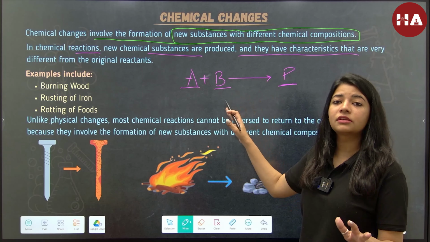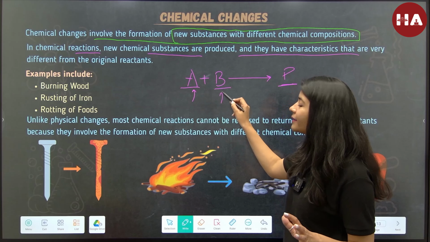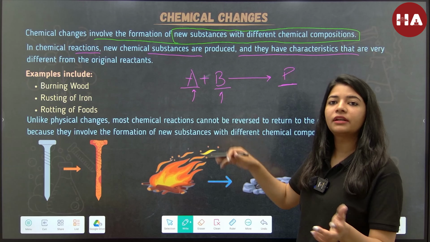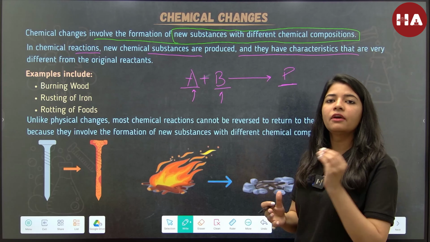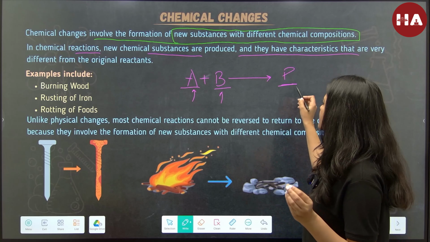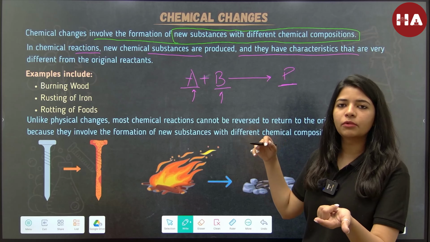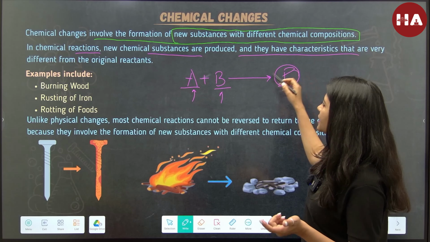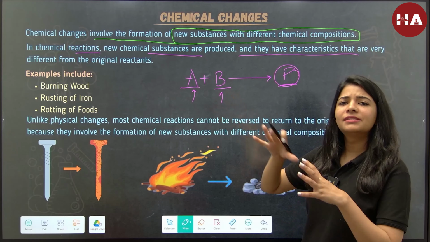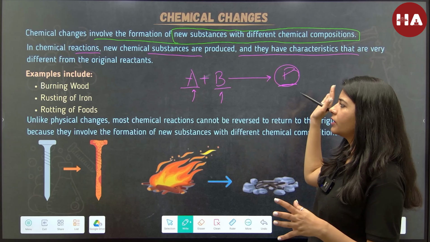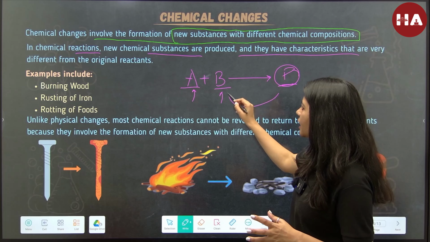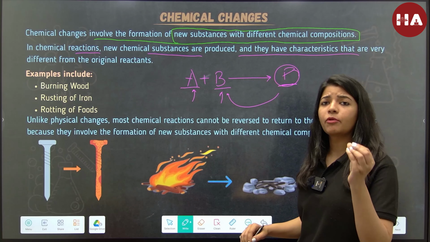The characteristics of the reactants are not retained, and hence you get a new chemical substance which is known as product, and this reaction is not reversible and A and B cannot be separated again, or I can say that we cannot get A and B again from this P, right? So this is a type of chemical change.